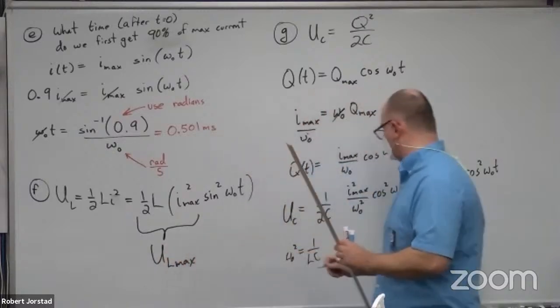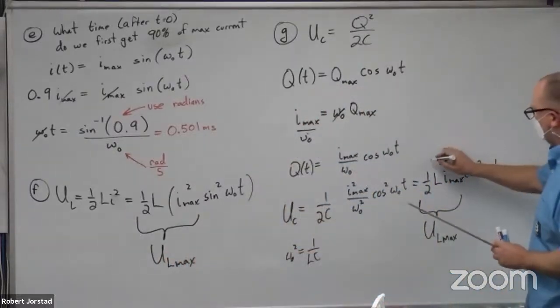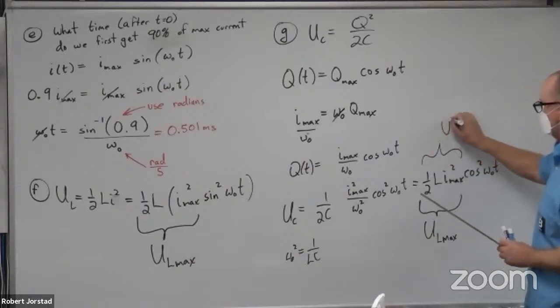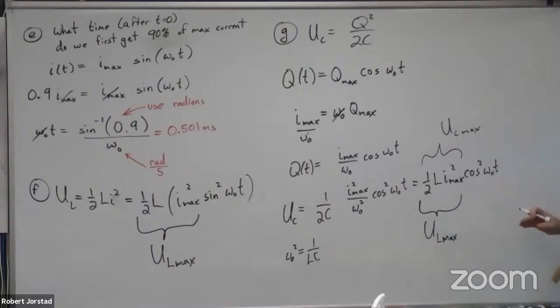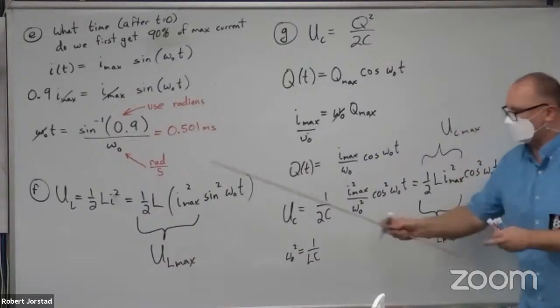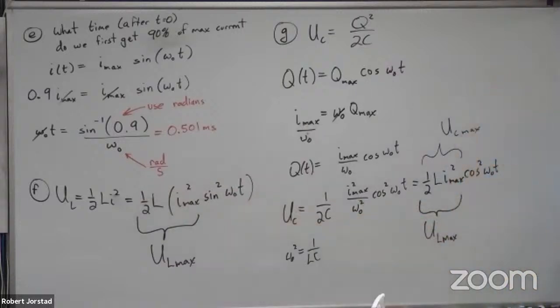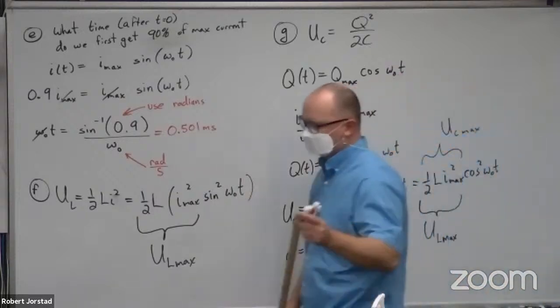But that's also UC max, isn't it? So the maximum energy, the energy amplitude, is the same for both this one and for that one. That's kind of cool, but that makes sense. We shouldn't have more energy oscillating in the capacitor than we do in the inductor. That'd be like suddenly I have extra energy from somewhere. Oh, that's cool. All right. Is everybody good with that? All right.